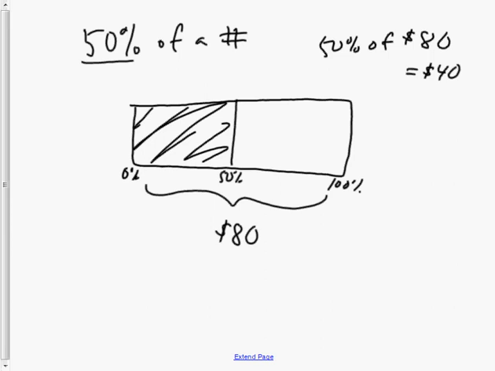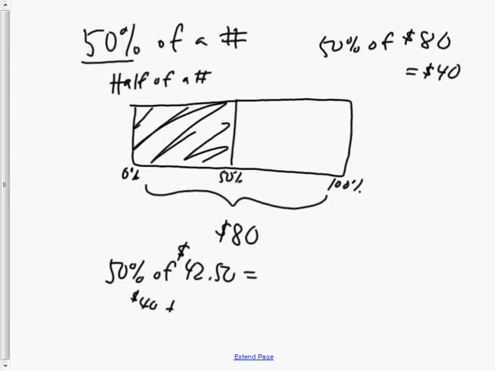That's 50%. So really, when we're looking up 50% of a number, we're really looking for just half of a number. That's all it is. So if it was something a little bit more complicated, like 50% of $42.50, we take half of each part. We can say, well, $42.50 is really made up of $40 plus $2 plus 50 cents. So instead of thinking of $42.50 as being one number, we think of it as all three of those numbers, $40, $2, and 50 cents.